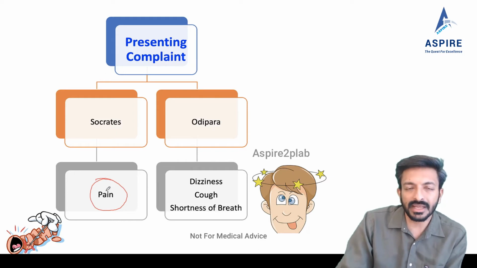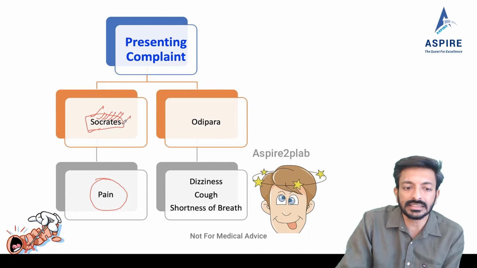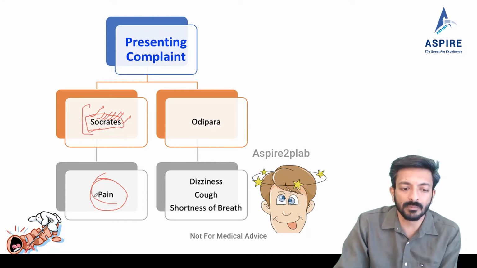So if we have got pain as the presenting complaint, we have got SOCRATES. Site, onset, character, radiation, associated symptoms, time, exacerbating and relieving factors, and severity. So this is a rough mnemonic that you can remember for pain, right?